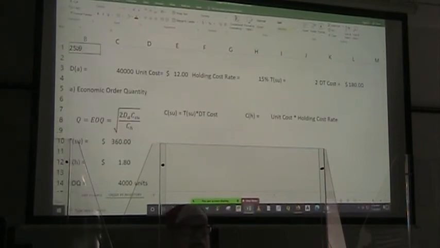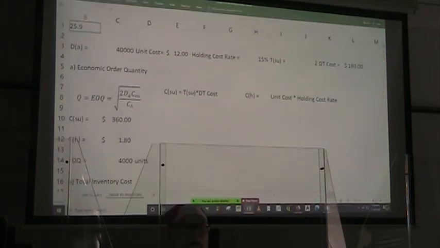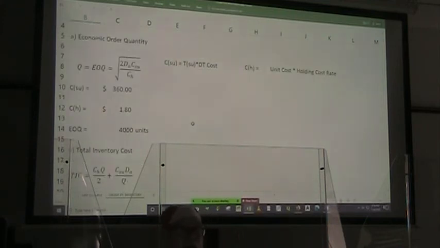All right, so that is problem, hey, what happened? All right. Well, I'm not going to fool with it. I'm just going to go ahead and write it out again. All right. And I'm going to rename it PB 25.9.